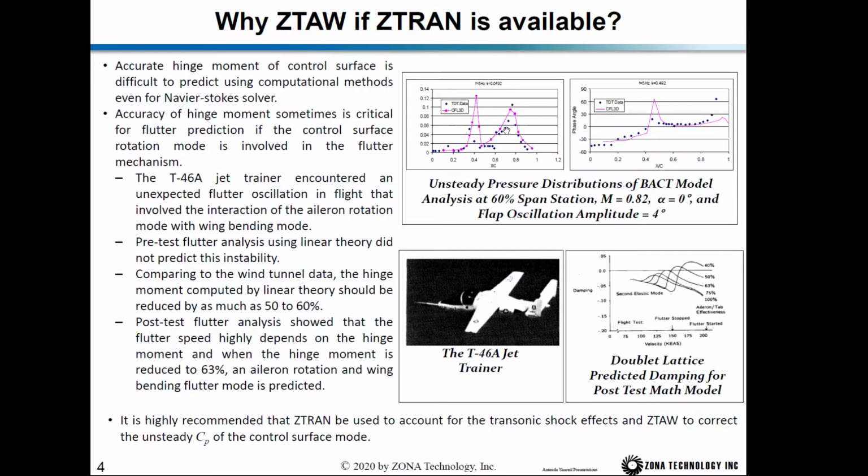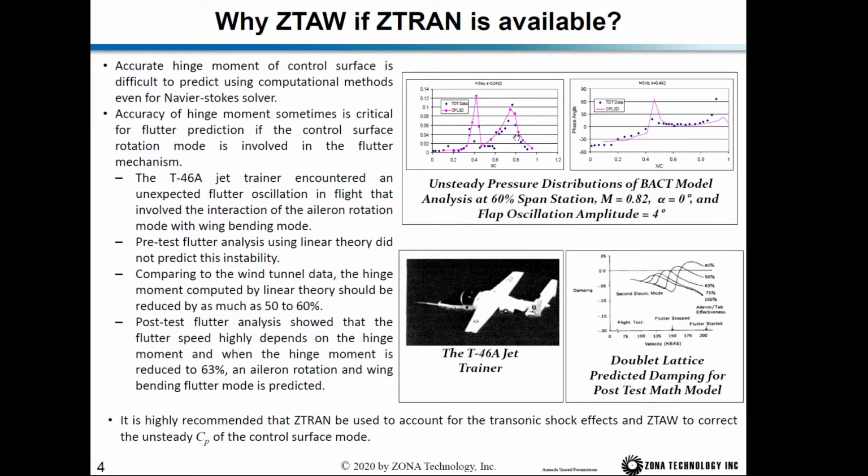The solid diamonds are the TDT data, the wind tunnel measured data, and the lines are the CFL3D unsteady solutions. The first spike located at 40% chord is caused by the transonic shock, because at this Mach number the transonic shock occurs at 40%. So the CFL3D unsteady solver captures the shock jump. The second spike is at 80%, which is the hinge line location, and it is due to flap oscillation.